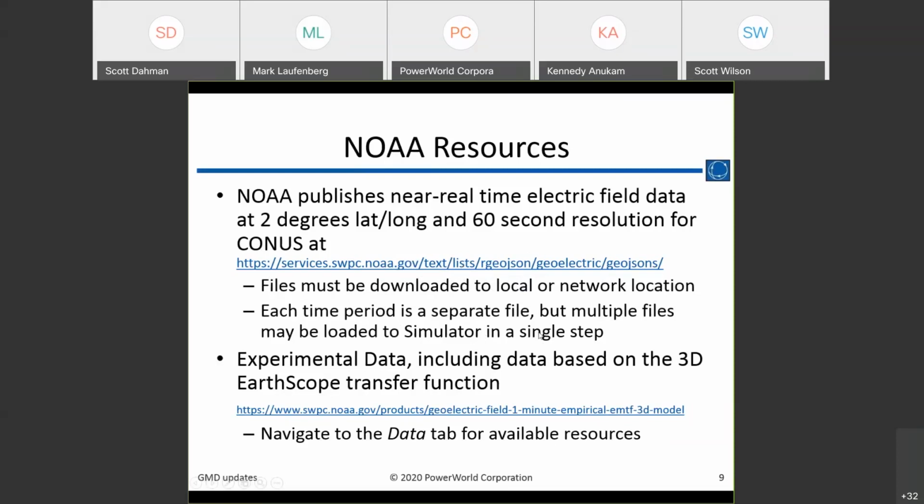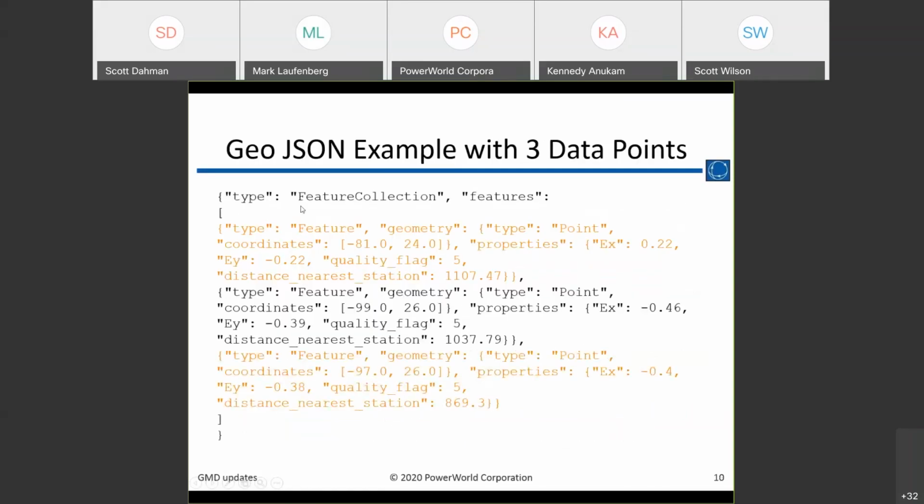So in Simulator, you can load in multiple time files in a single step. They also have some newer data that they're planning to go live with in September that uses 3D transfer functions. So again, Simulator doesn't care whether it was a 1D or 3D, it's just a matter of what data is available. So we'll take a look at that also. So here's the text file format that NOAA produces, which is GeoJSON.